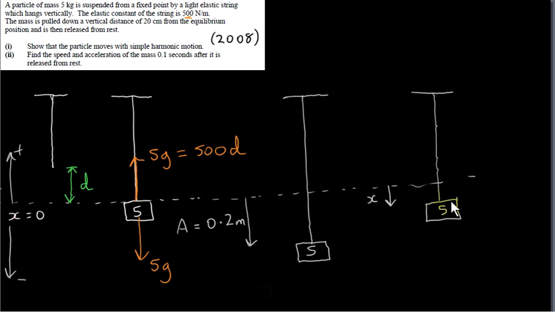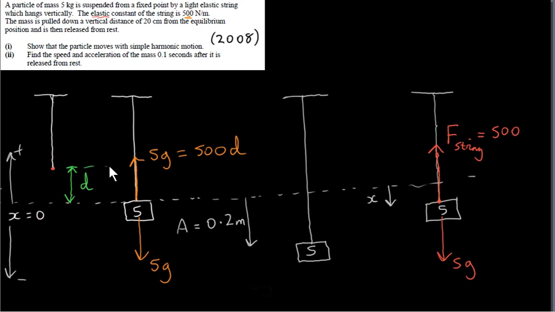Anyway, let's look at the mass, say, when it's at some distance x from its equilibrium position. It could be below the equilibrium position, as it is here, or it could be above the equilibrium position. Let's look at the forces acting on this mass. Well, we still have its weight, which is 5g. We have the string force, which is the string constant, or elastic constant, we should say here when we're talking about a string, of 500 newtons per meter, multiplied by the distance of this point here down to this point here. So we're looking at the extension of the string.